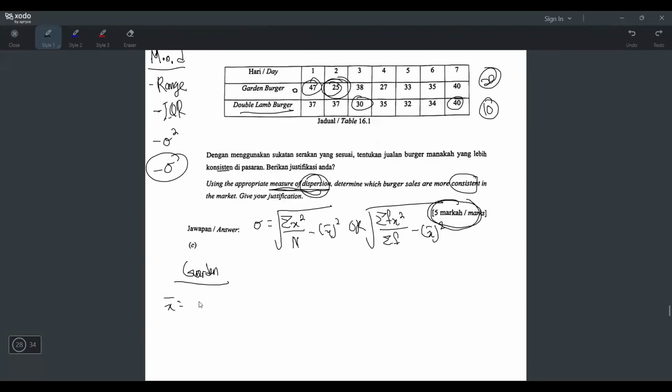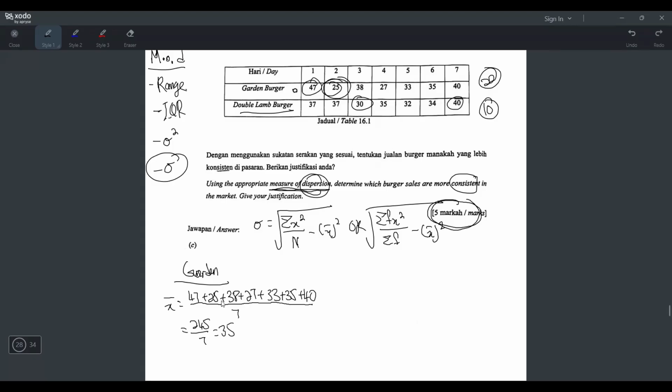So how to find the mean? 47 plus 25 plus 38 plus 27 plus 33 plus 35 plus 40. I'm just taking all the values here, adding them together, and dividing by 7, because it's 7 days. So we calculate the mean now. Let's press the calculator: 47 plus 25 plus 38 plus 27 plus 33 plus 35 plus 40. Okay, 245 over 7, and when you divide, you get 35.